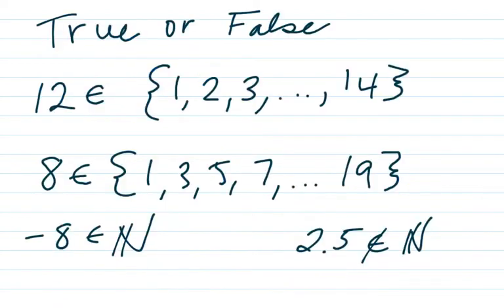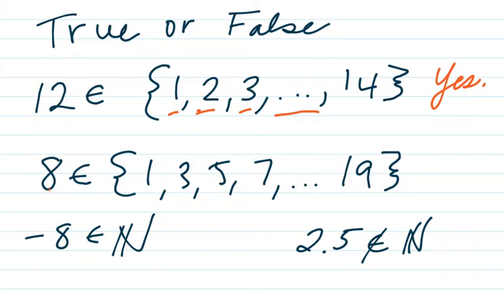Okay, let's move on. All right, true and false. We're going to look at the is-an-element-of symbol and the is-not-an-element-of symbol. Is 12 an element of 1, 2, 3, 4, 5, 6, 7, 8, 9, 10, 11, 12, 13, 14? Yes, it is. Okay, 12 is an element of this set. It's written in roster form. It follows the same pattern. That's what that ellipsis means. So it's just counting up from 1 to 14. 12 would be in that set.